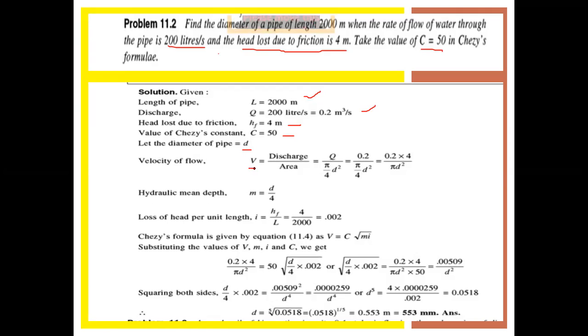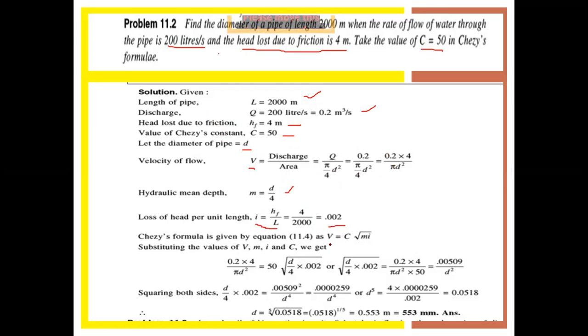Velocity of the flow is discharge by area, since the discharge is already given. Then what is the discharge? 0.2. Area is pi d square by 4. So in order to get the d value, we have done this. So V is equal to 0.2 into 4 by pi d square. Then what is the hydraulic mean depth? The hydraulic mean depth M is equal to D by 4, right? Then i is equal to, this is a formula. HF is given and length is given. i is equal to 0.002.